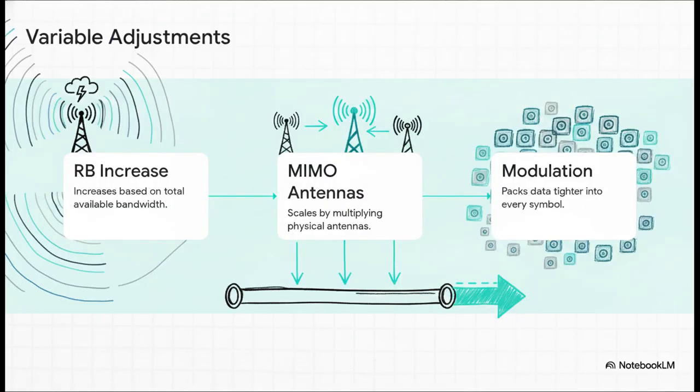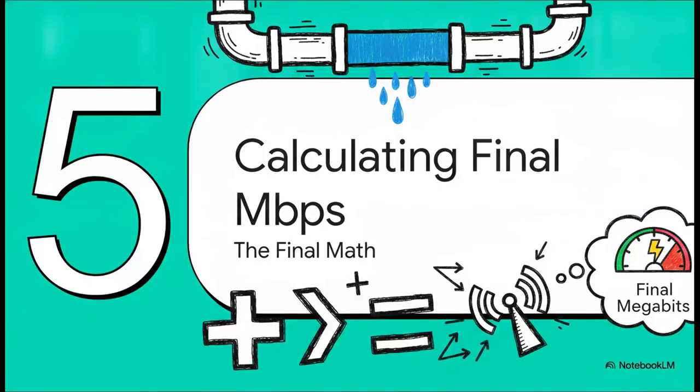The absolutely crucial point here is how all these variables interact with each other. First, your resource blocks increase depending on the total bandwidth available from the tower. Second, your MIMO scales up by multiplying the physical antennas in use. Maybe you jump from a single antenna to 2 or even 4. And third, your modulation packs that data tighter and tighter, scaling from 2 up to 8 bits per symbol. Because these are all multiplied together in our core formula, even a really slight improvement in your signal can drastically increase the flow of data through our fixed pipe. It's a compounding effect.